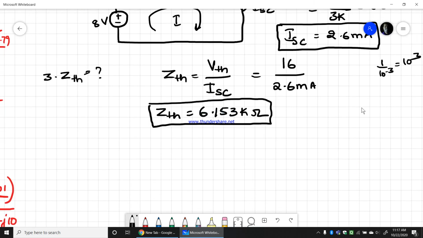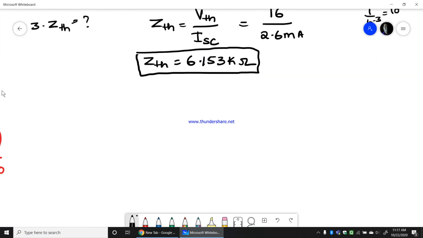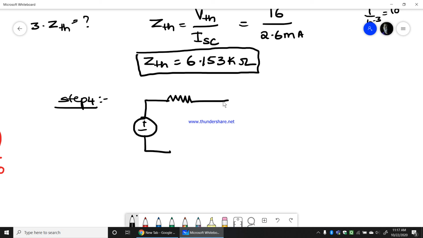Therefore, the last step, step 4, is to write the Thevenin's equivalent circuit. For Thevenin's equivalent circuit, I need the Thevenin's equivalent voltage and Thevenin's equivalent resistance. Now it is not ZTH, it is RTH, because it is a pure resistance connected across the load terminals X and Y, where VTH is 16 volts and ZTH is 6.153 kilo ohms.